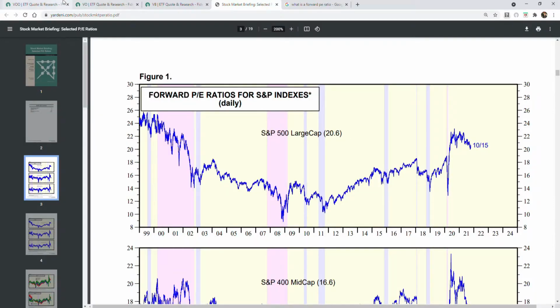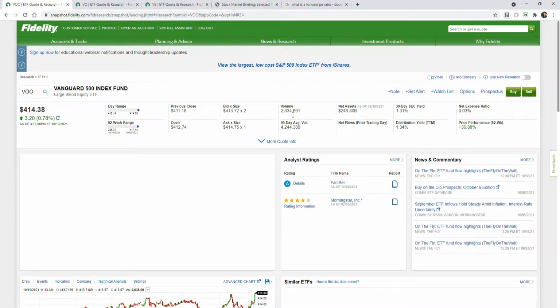Now, if you don't know the difference between large cap, mid cap, and small cap, let me go ahead and explain real quick. I'm going to use Vanguard as an example because that's a retail trader favorite.